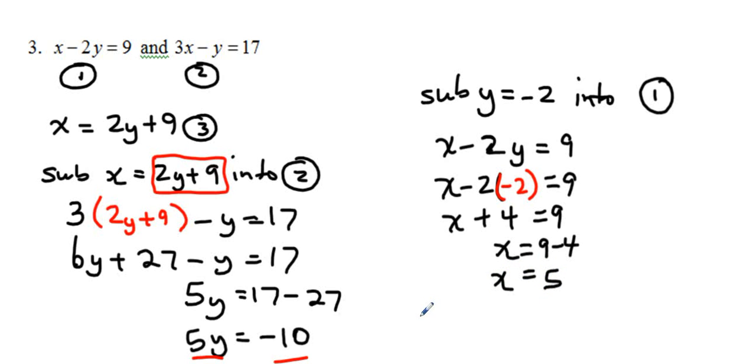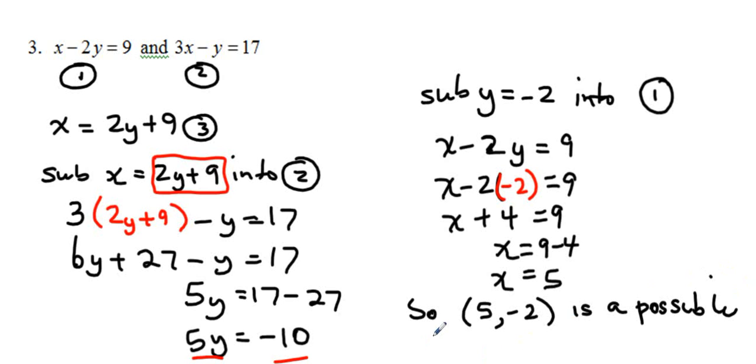So what have I got for my x, y? I can say 5, and y was from up here, negative 2. So 5, negative 2 is a possible solution. But we need to check.